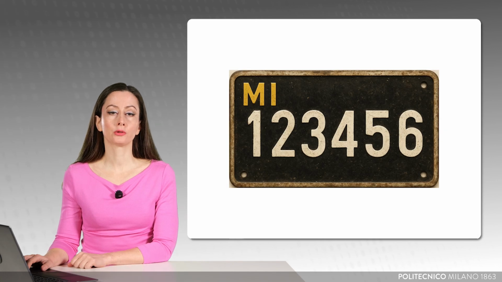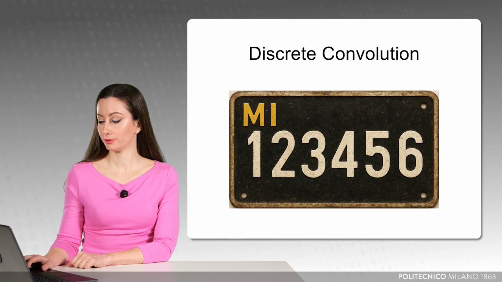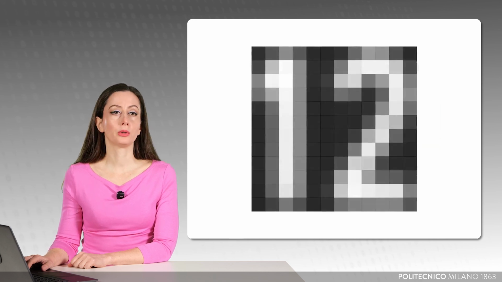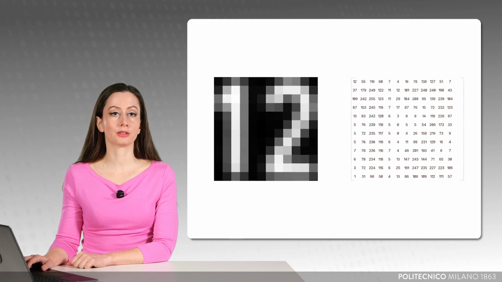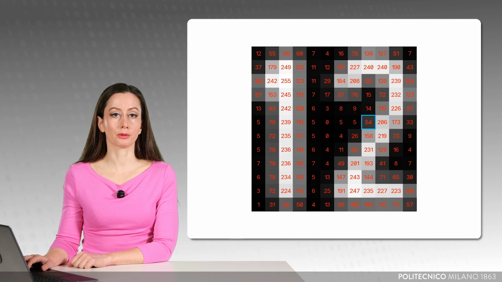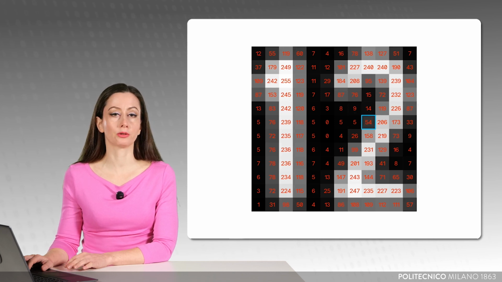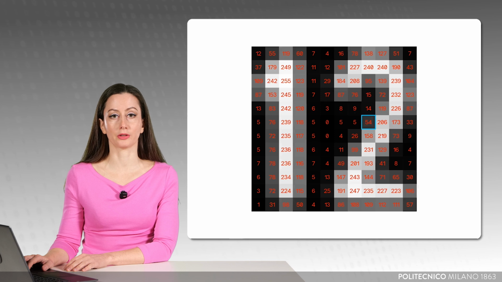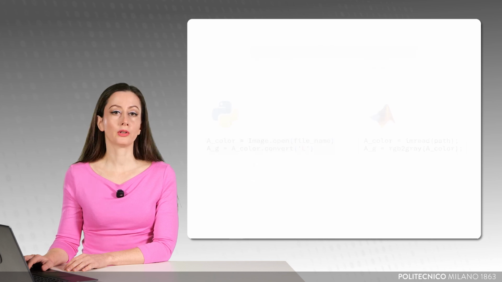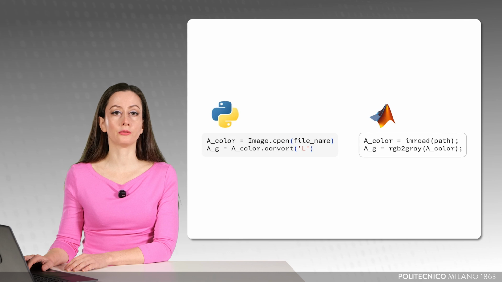Project, we have learned how to filter, and in particular, how to blur images using an algorithm called discrete convolution. First of all, we have learned that images are represented by matrices. In particular, each pixel in grayscale corresponds to an entry of a matrix, and its value is in the range 0 to 255.